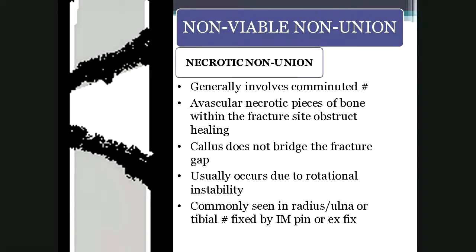Necrotic non-union is again very uncommon, so I don't have an image, unfortunately, but it generally involves comminuted fractures. So there are many smaller fragments as a result of the fracture, and this can result in some of these becoming necrotic, and then they obstruct healing. Callus will not bridge the fracture gap, and this again is often due to rotational instability.